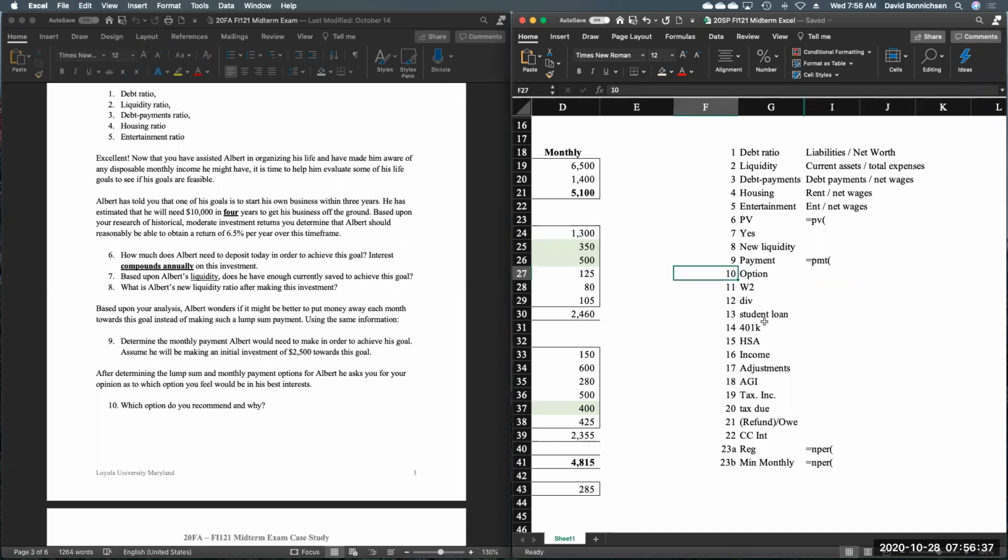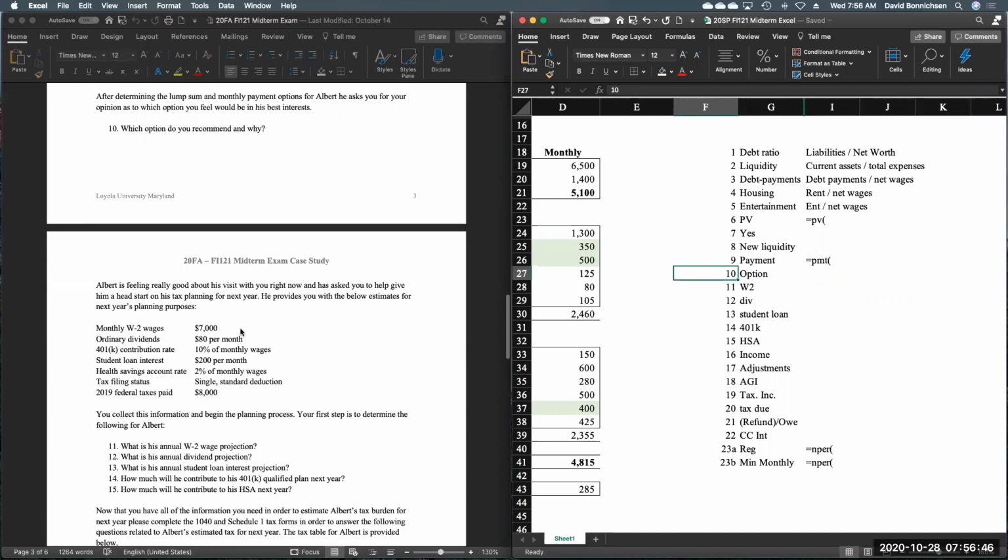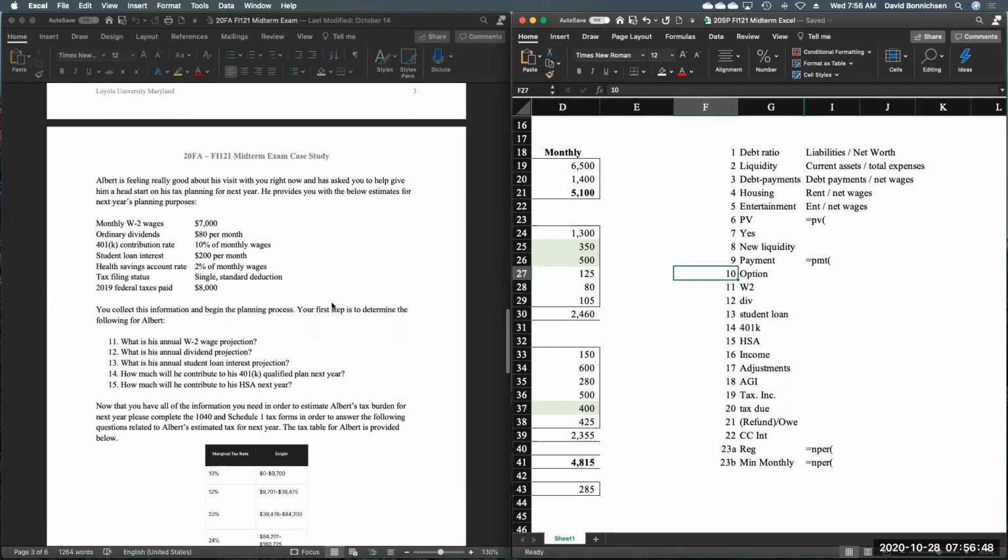Question 10. There was really no right or wrong answer here. I just wanted you to decide on one option and then justify your answer. All right, now we get into the tax calculation.